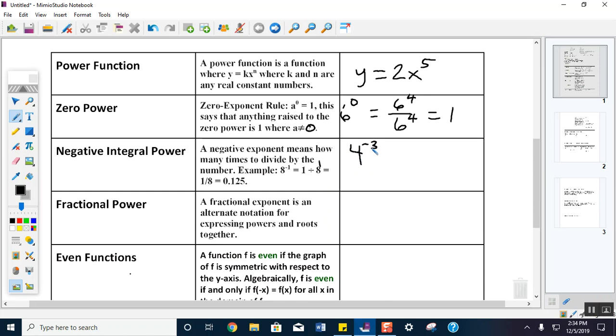Where's 64 coming from? Yep, this is exactly right. This is the same as 1 over 4 to the third power, and we can evaluate 4 to the third power. It'll simply be 1 over 64.